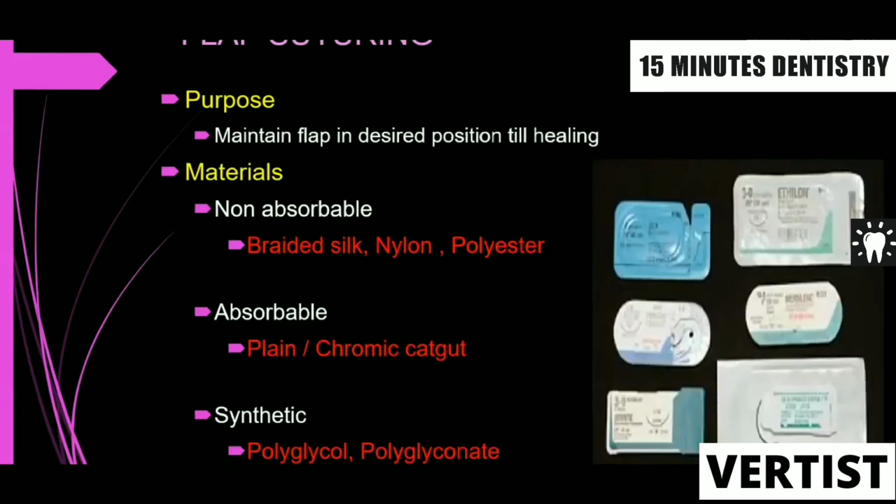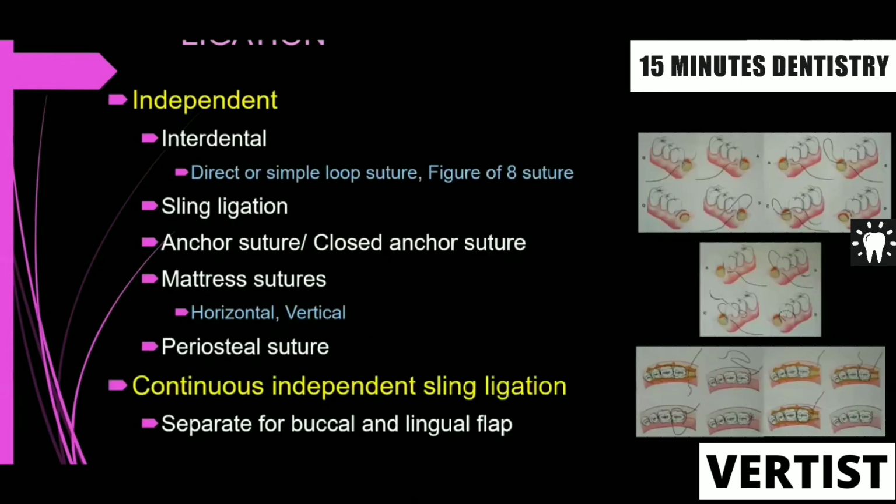So these are the different suture materials. Why do you need to do the suturing? To maintain the flap in the desired position till healing. Different types of suture materials are available, like non-absorbable, absorbable and synthetic. The importance of suturing: yes, we need to suture after flap so that it will hold the tissue and it will heal by primary intention.